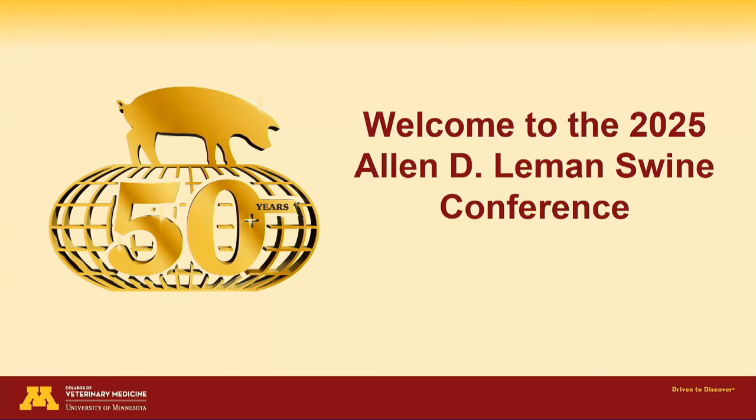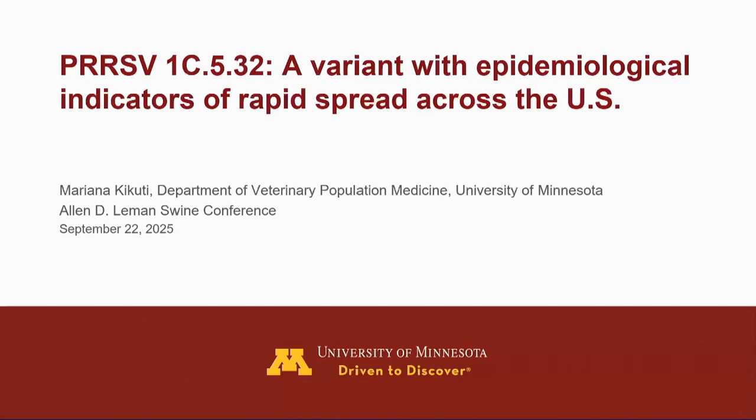program at the U of M and had worked with on the MSHIMP program with Dr. Cesar Corzo. And certainly, I know many times we've called when we're ready to throw our hands up and say, what's this all mean, Mariana? And so she's going to talk to us today a little bit about PRRS L1C.5.32, a variant with the epidemiological indicators and rapid spread across the U.S. Thank you, Paul. Thank you.